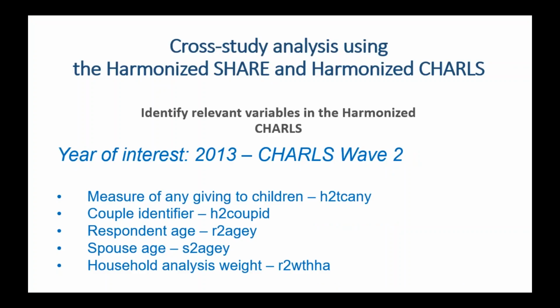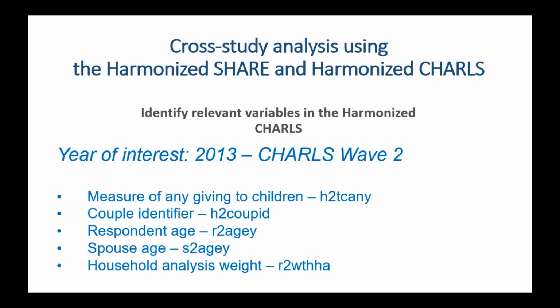In particular, we need, again, a measure of giving to any children. We're going to keep the same year for our analysis for the China estimate, so it's 2013, which was wave 2 of CHARLS. Our measure of any giving to children is going to be H2, and then again, that same variable string, HTCANY. Because they're both similarly named, you'll also know that they're coded the same way, so these are both binary variables. We need a couple identifiers. Again, we need respondent age and spouse age, and a household analysis weight.